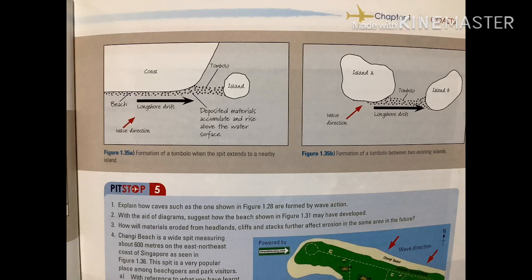So we have covered erosional processes, erosional landforms, transportation processes, longshore drift, and then of course depositional landforms like the beaches, your spits and your tombolos.